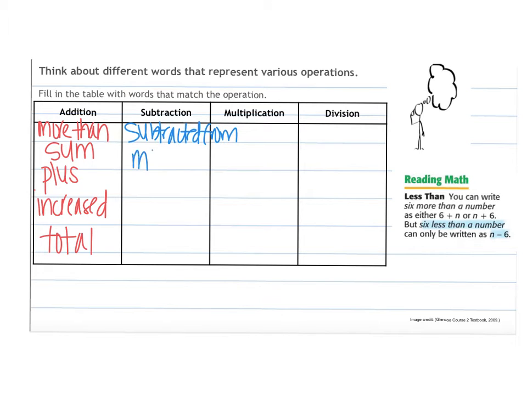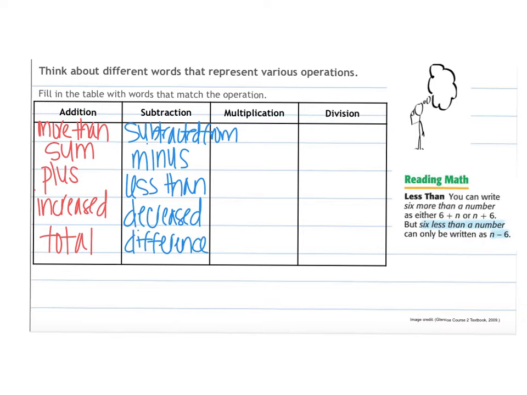For subtraction, we could have subtracted from, we could have minus. So a couple of them are kind of just straightforward, telling us, you know, a number is subtracted from t or something like that. Less than, decreased, which is the opposite of increased. Decrease means that it's getting lower or we're taking away. And then difference. So the difference is the answer to a subtraction problem. And then we have less.